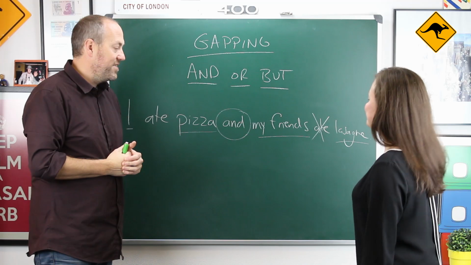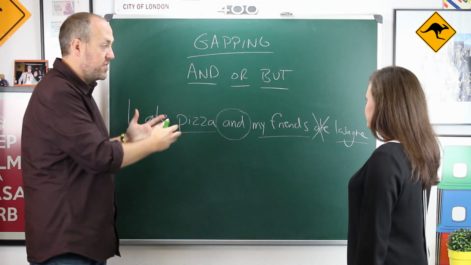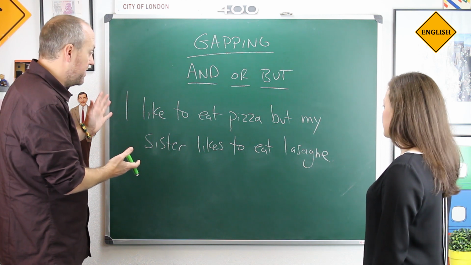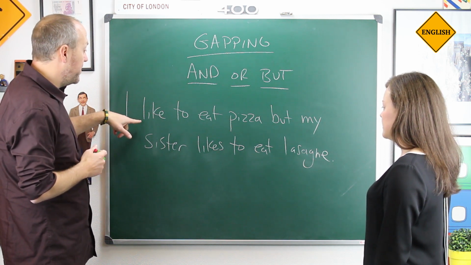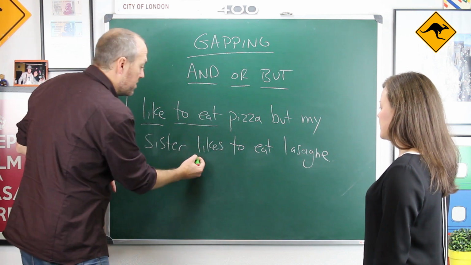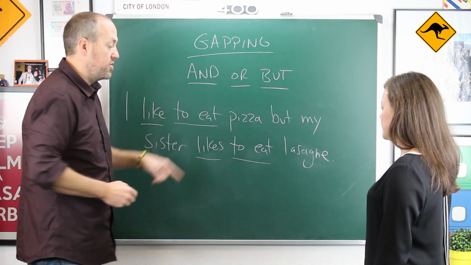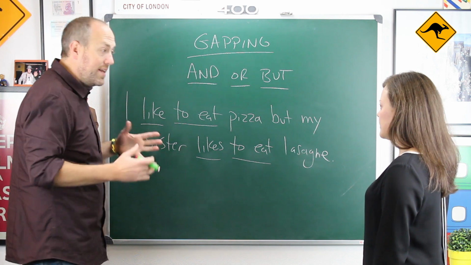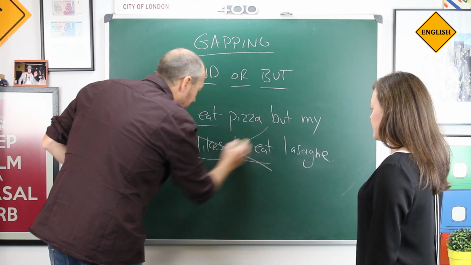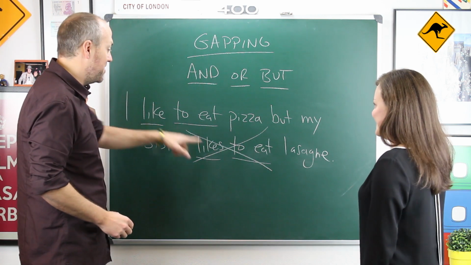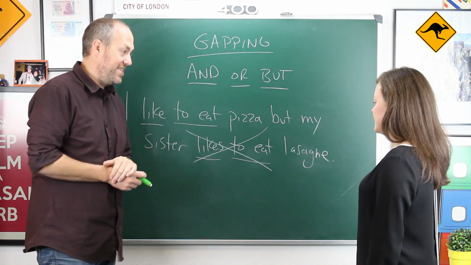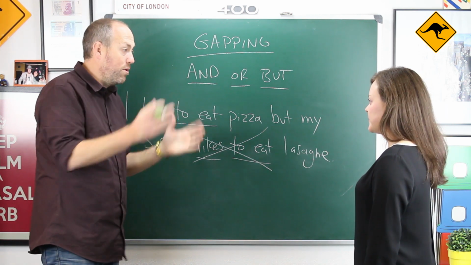So let's try a different example. Here we have two verbs in each part of the sentence: likes to eat. But we can eliminate all verbs and adverbs that are identical. So we can eliminate all of this, because it's the same. So I like to eat pizza, but my sister lasagna. So it's not just the first verb, it's all of the verbs.